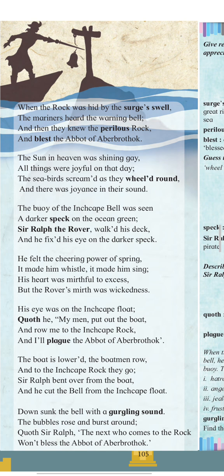"The sun in heaven was shining gay." Gay means the sun is also very happy. "All things were joyful on that day, and the seabirds screamed as they wheeled round, and there was joyance in their sound." This stanza talks about one day when the sun was shining brightly and everything was joyful. The seabirds also screamed along with everyone, which means it is a happy environment. When you read this, the birds are singing in their voices, there is joyance.